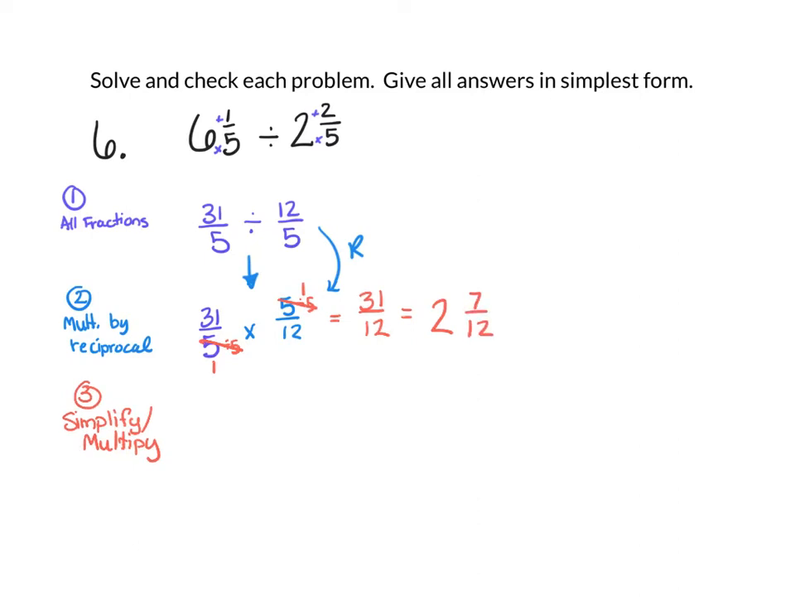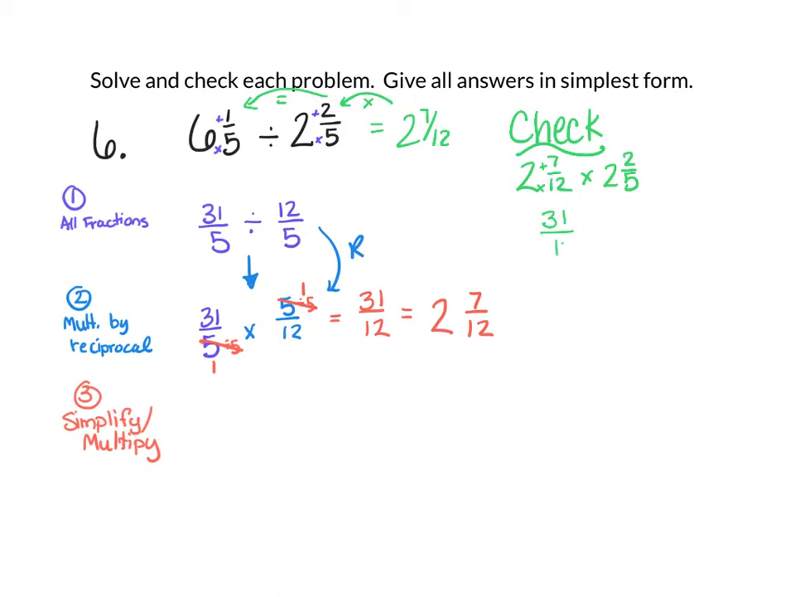This would be my answer, but let's go ahead and check it. To check, I take my 2 and 7/12, and I'm going to multiply it by the 2 and 2/5, and that should give me equal to 6 and 1/5. So this is 24. 24 plus 7 is 31/12 times, and then I have 2 times 5 is 10, plus 2 more is 12, so I have 12/5.